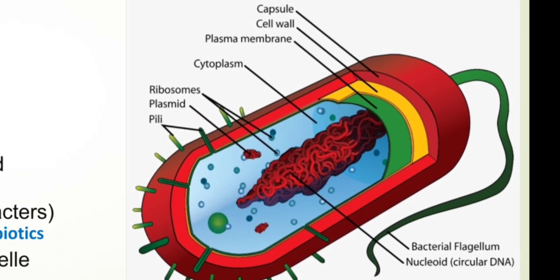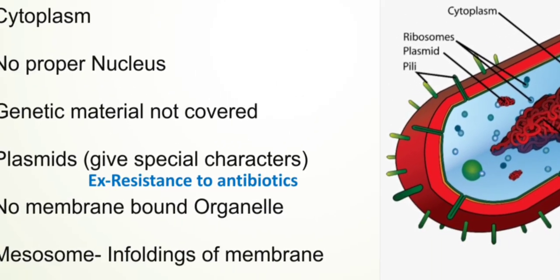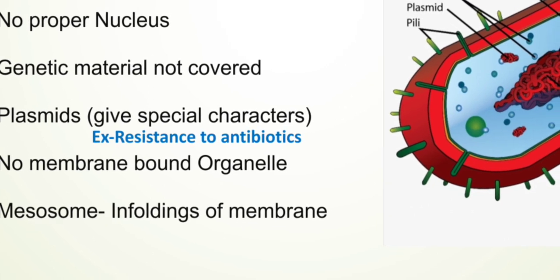and some bacterial cells have a specialized structure called flagella, which helps in the movement of bacteria from one place to another place. Along with flagellum, we have small structures called pili and fimbriae, which help in attachment of bacteria to the surface or host. Plasmids are small circular DNA apart from the main DNA, which give specialized characteristics to bacteria, for example resistance to antibiotics.